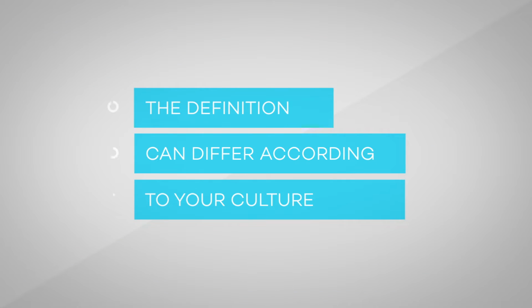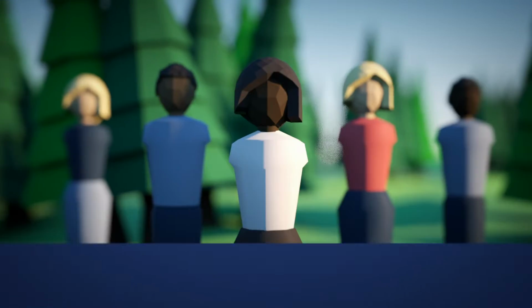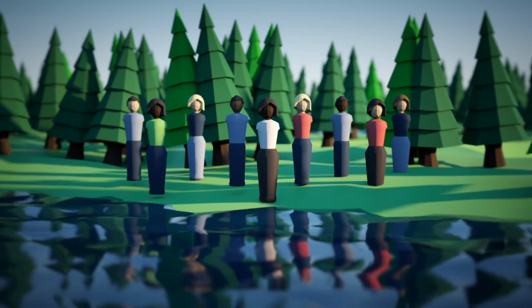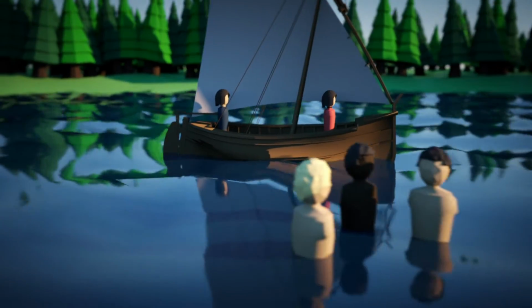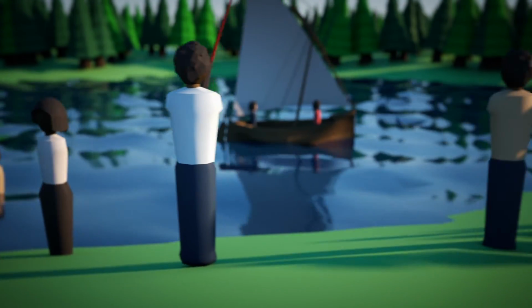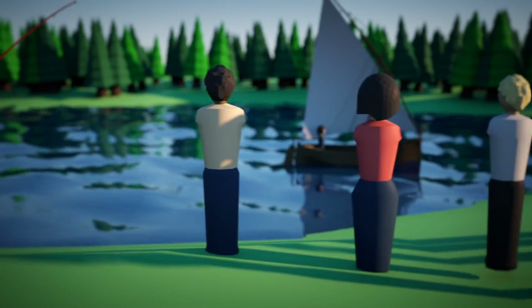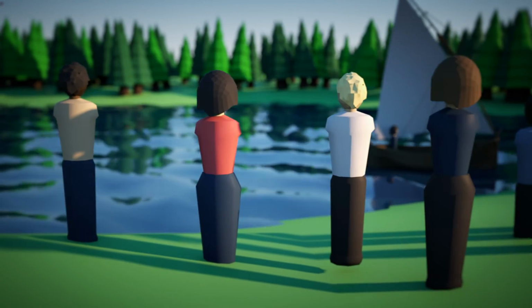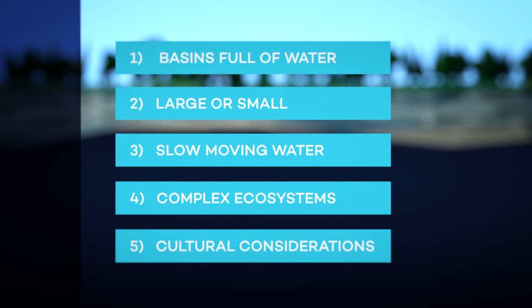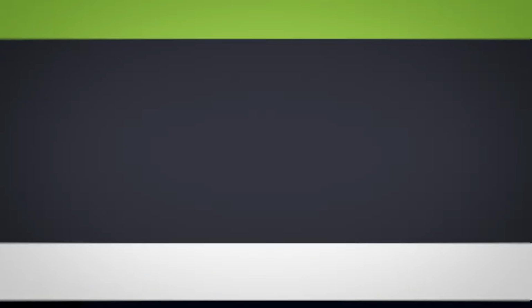The definition can differ according to your culture. Lakes can also be identified by their social relevance. Lakes have always played an important role in human cultures. We've depended on lakes for navigation, recreation, education, survival, and wellness. Human experiences associated with a water body can help us identify them as lakes. So remember, when you come across a body of water, those 5 traits are key. If they're present, there's a good chance you're looking at a lake.